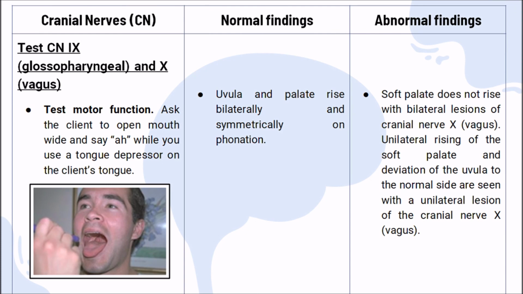Test for cranial nerve number 9, glossopharyngeal, and cranial nerve number 10, vagus. First instruction: test motor function. Ask the client to open the mouth wide and say ah while you use a tongue depressor on the client's tongue. Normal findings: uvula and palate rise bilaterally and symmetrically on phonation. Abnormal findings: the soft palate does not rise with bilateral lesions of cranial nerve number 10, vagus. Unilateral rising of the soft palate and deviation of the uvula to the normal side are seen with a unilateral lesion of cranial nerve number 10.